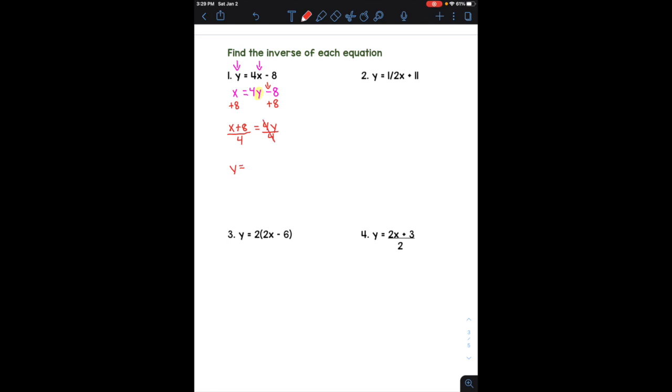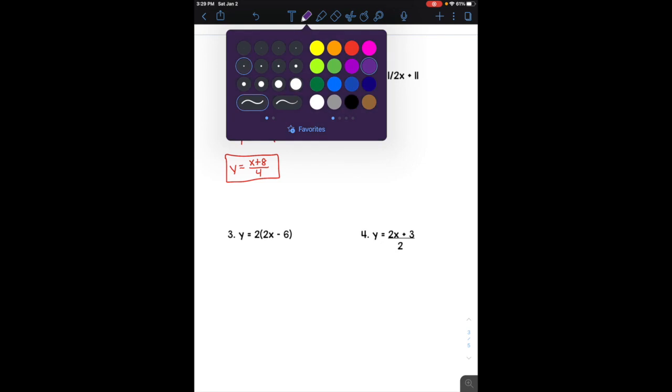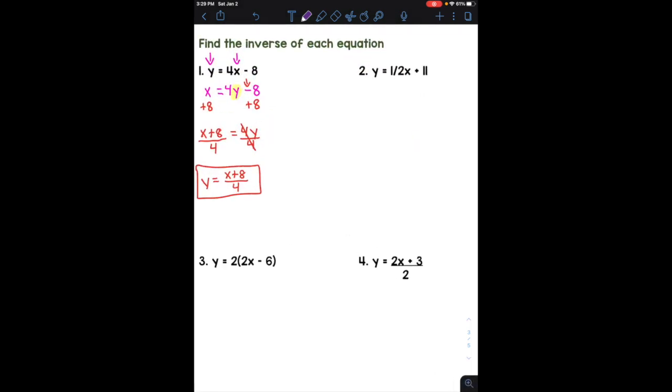We're going to get y equals, and on the left side, we're now going to write it on the right side, just x plus 8 divided by 4. We can't go any further in simplifying this expression because of this variable here. X plus 8 is just x plus 8, and then that value divided by 4, we're just going to represent as x plus 8 over 4. This is our inverse equation. Step 1 would be switching the x and y values, and then step 2 would be to solve for y again. Let's go ahead and head on to number 2.